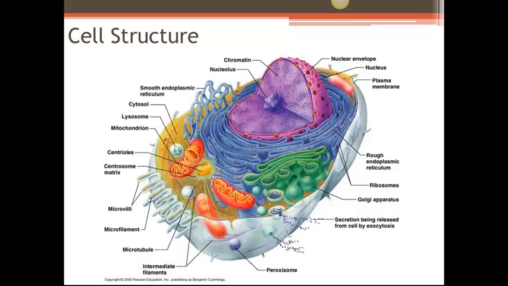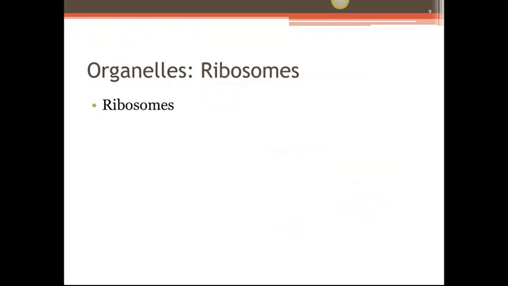Here's a picture of the cell structure with all of its components. The most important, I would say, are the nucleus and the plasma membrane. We also consider the mitochondria very important, as it is the powerhouse of the cell. However, all of the organelles have a function and are all of importance in some way, shape, or form.